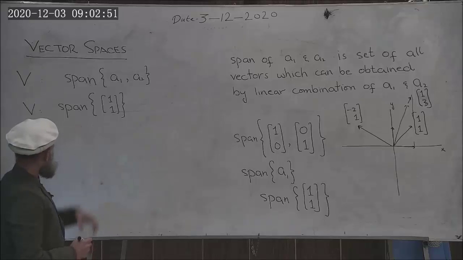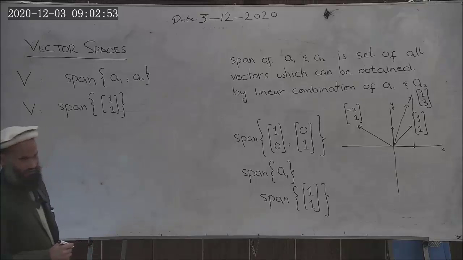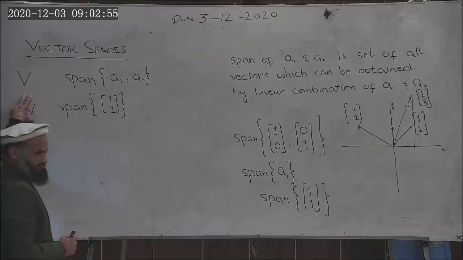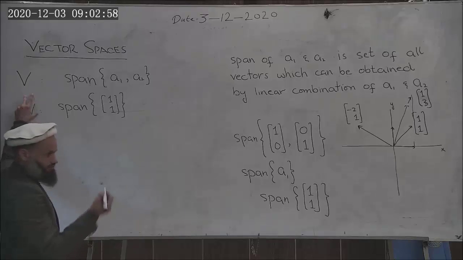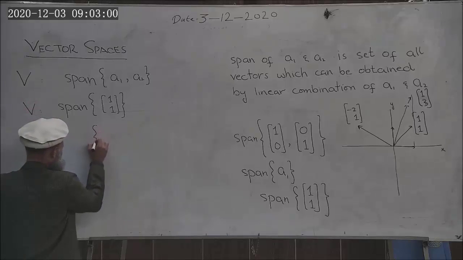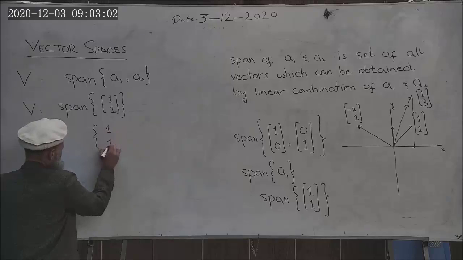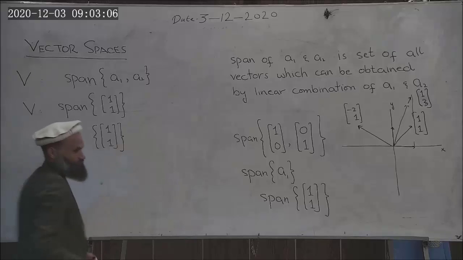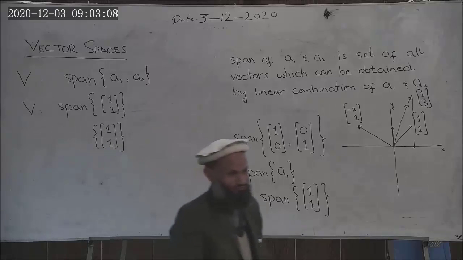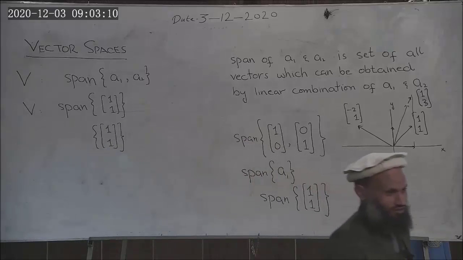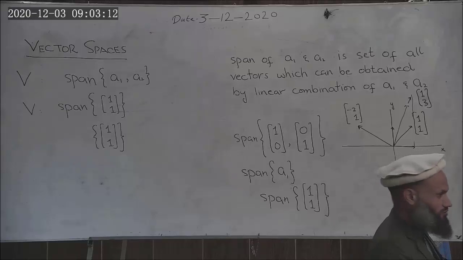And can you tell me the basis for this vector space? So again, basis is not unique. Here is a basis for this vector space. Clear? Is it clear? Any question up to this point?